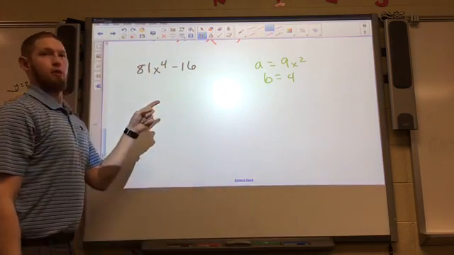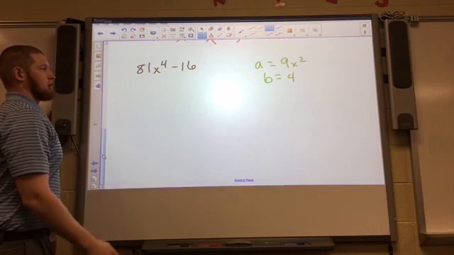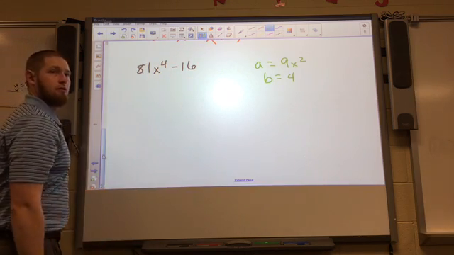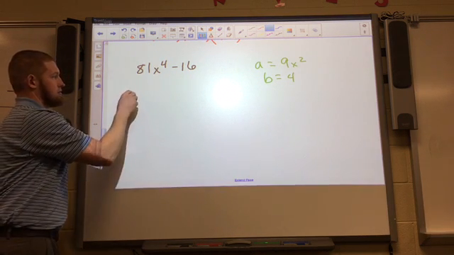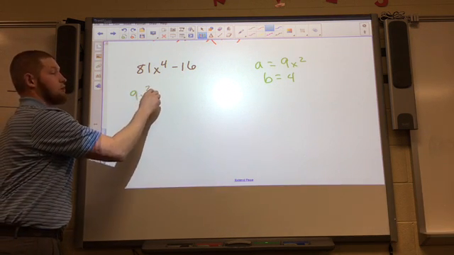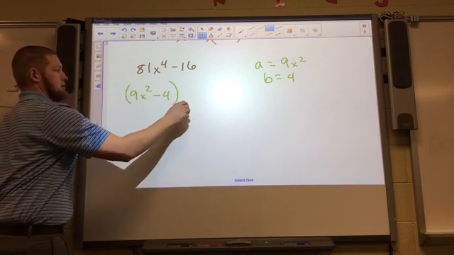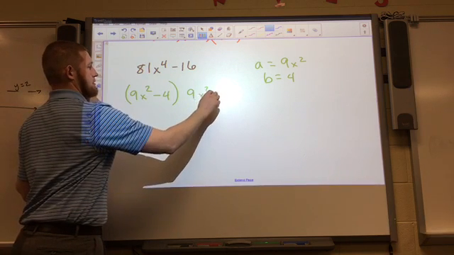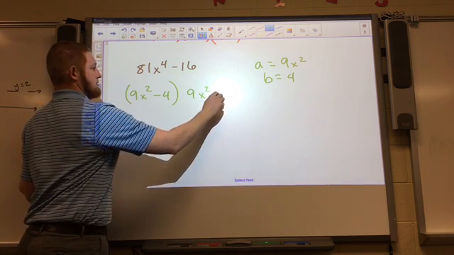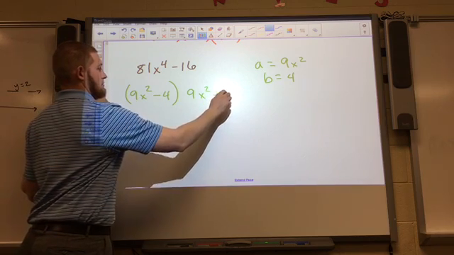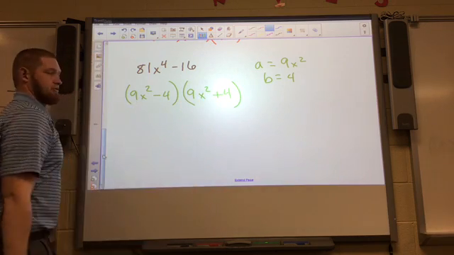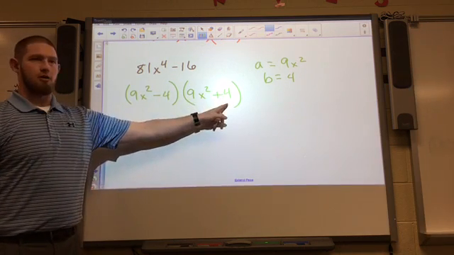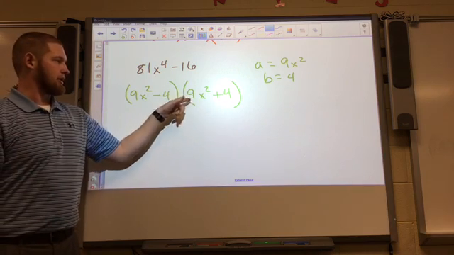Okay, so when I factor this, Toby, what do I get? This is the difference of two squares, right? 9x squared minus 4 and 9x squared plus 4. Remember, if you have a difference of two squares, you end up factoring it to the same thing, but one's a minus, one's a plus. Okay? Now, can I do anything with this?